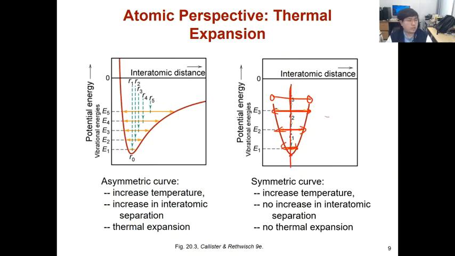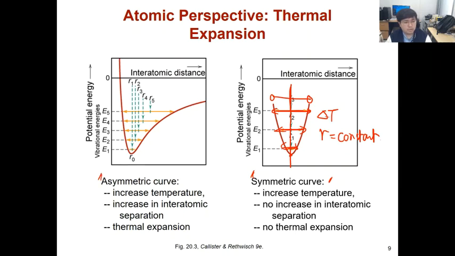That means that when we increase the temperature, the equilibrium atomic bond distance is always constant. That means we cannot expect any thermal expansion from those energy potential curves, because they are symmetric curves. But the real atomic environment energy curve looks like this.